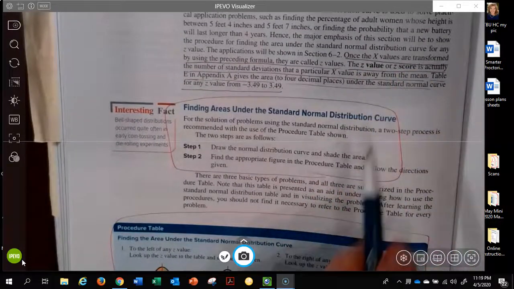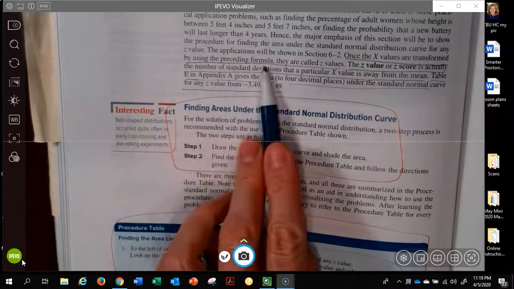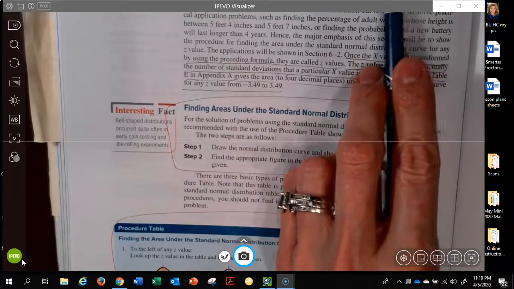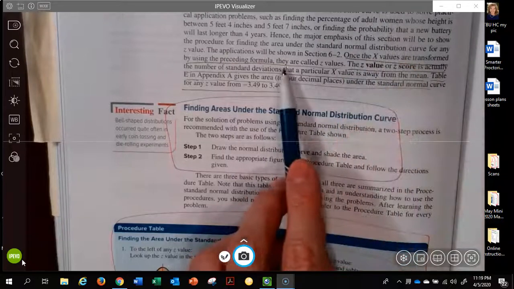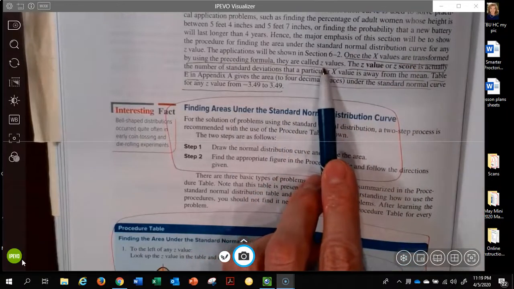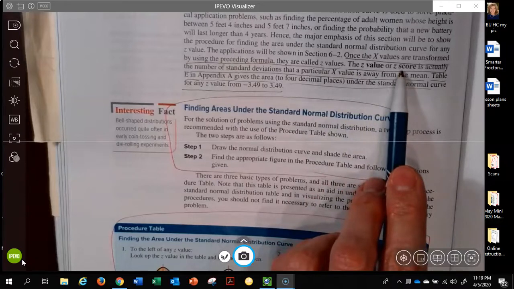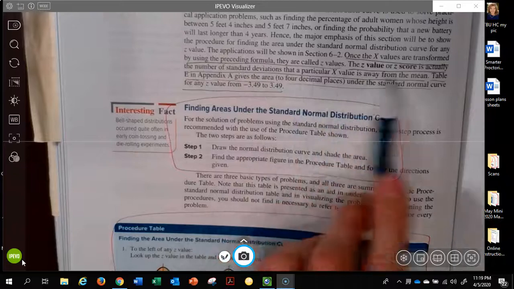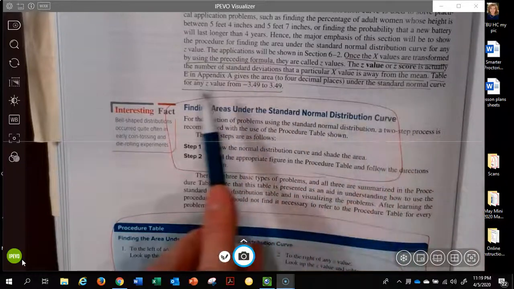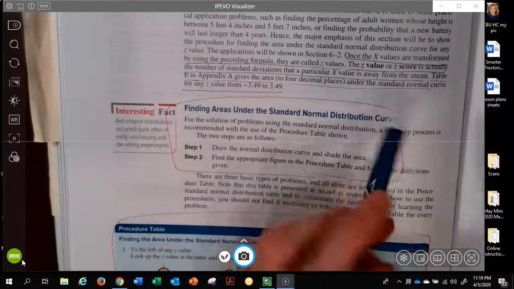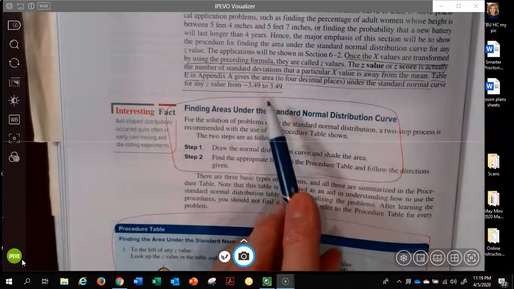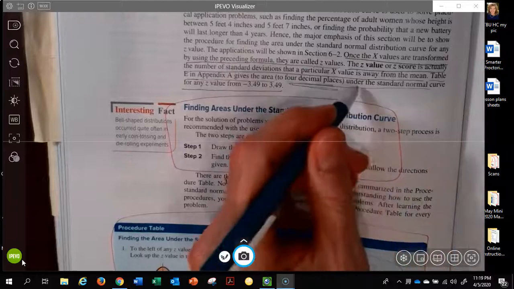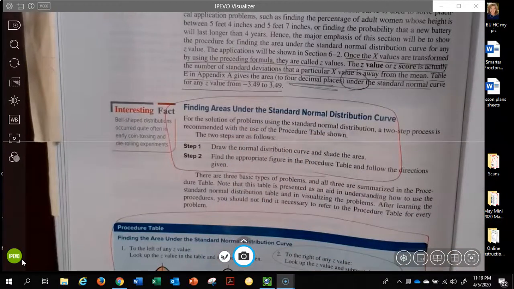Once the x values are transformed by using this formula, the data value minus the mean divided by the standard deviation, they're called z-values or z-scores. They're actually the number of standard deviations that a value is from the mean. If it's plus, we're going to be going to the right, and if it's a minus, we're going to be going to the left. And it gives an area to 4 decimal places under the standard normal curve.